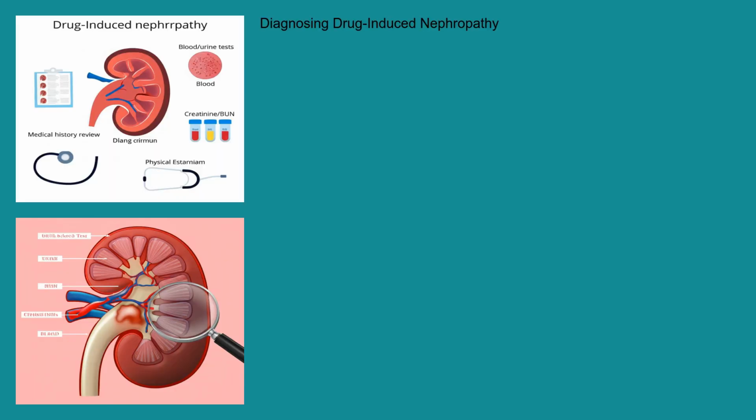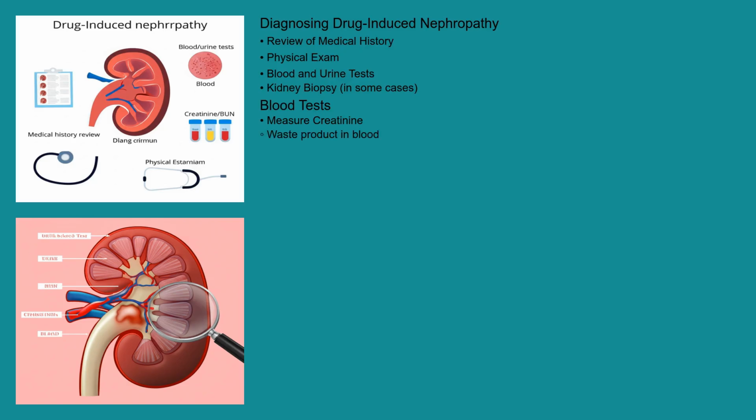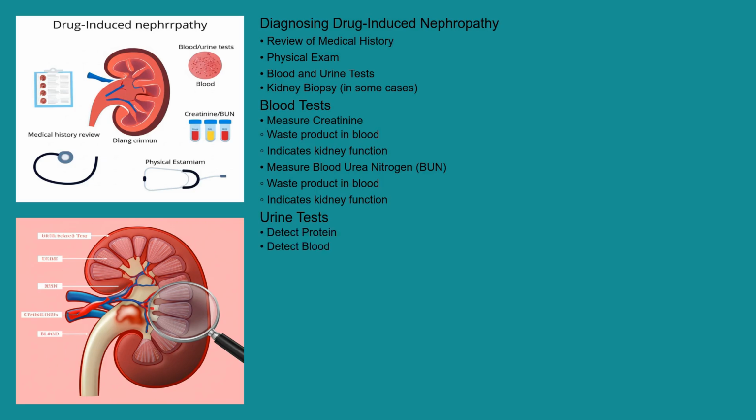Diagnosing drug-induced nephropathy involves a combination of factors. First, your doctor will review your medical history, including all the medications you're taking. They will perform a physical exam and order blood and urine tests to assess your kidney function. Blood tests will measure creatinine and blood urea nitrogen, or BUN, which are waste products that build up in the blood when the kidneys aren't working properly. Urine tests can detect protein or blood in the urine. In some cases, a kidney biopsy may be necessary to examine kidney tissue under a microscope and confirm the diagnosis.